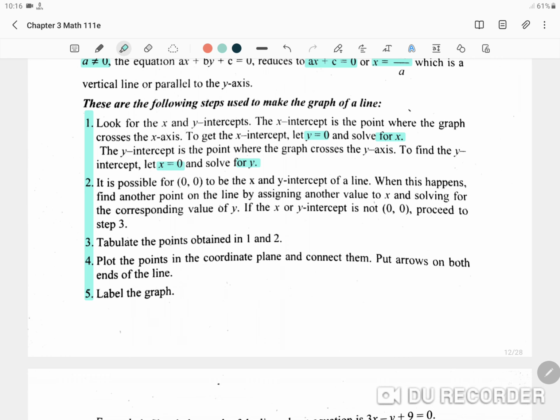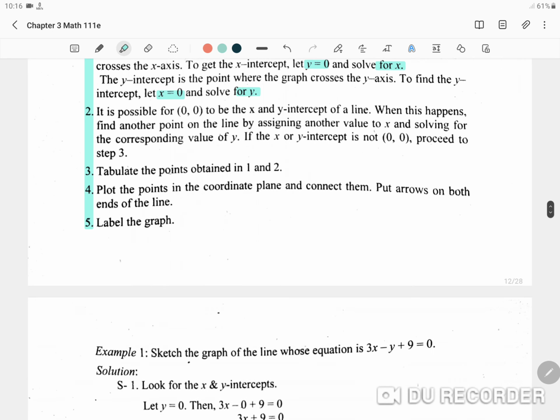The next thing is, it could be possible na yung (0, 0) natin or yung center natin is yan yung maging intercept ng x and y natin. Kung mangyayari ito, we need to find another point on the line by assigning another value to x and solving for the corresponding value of y.